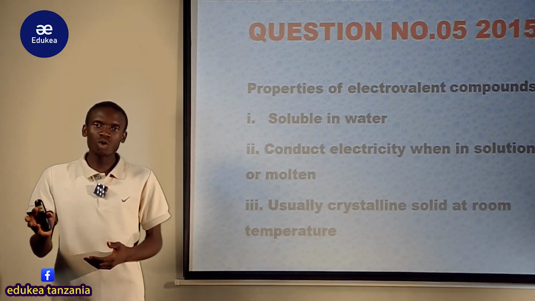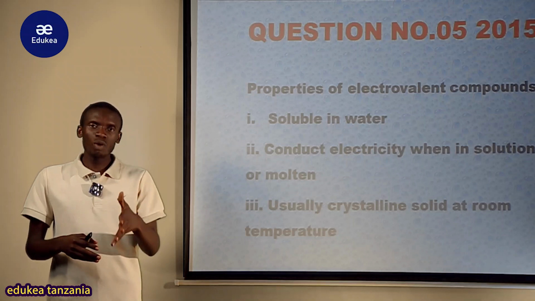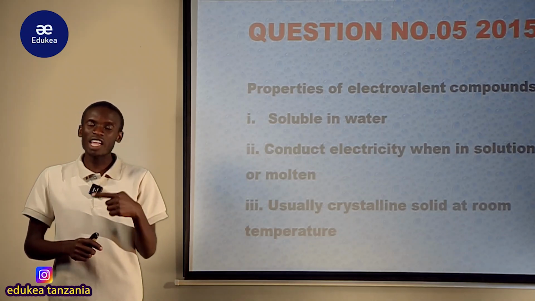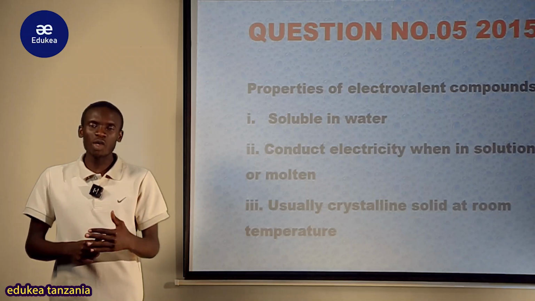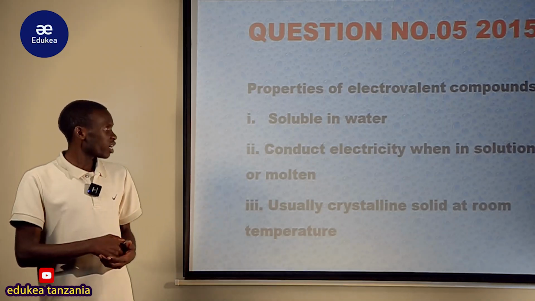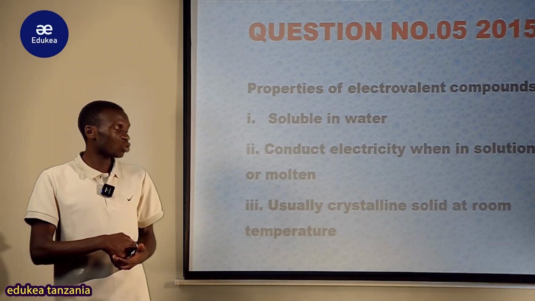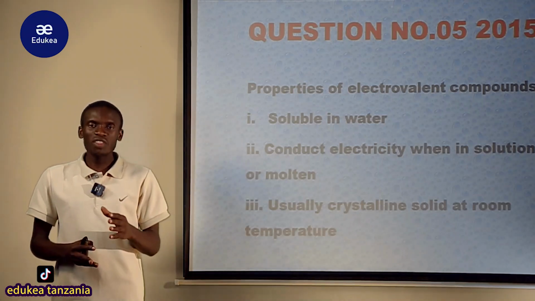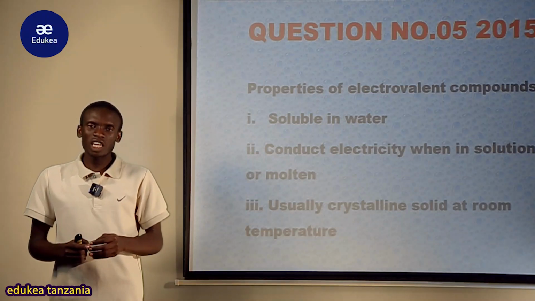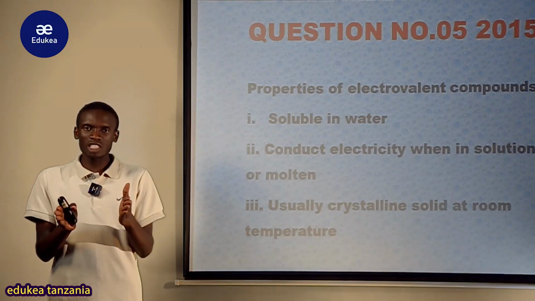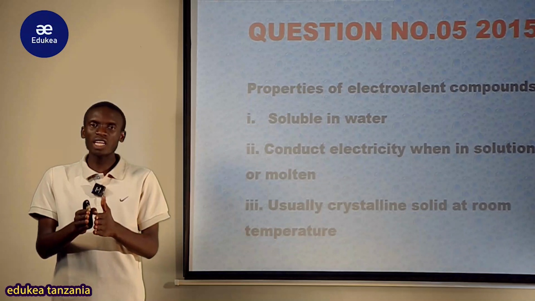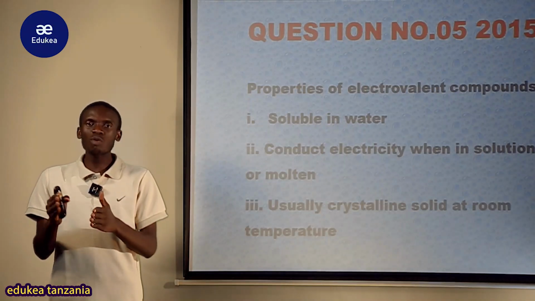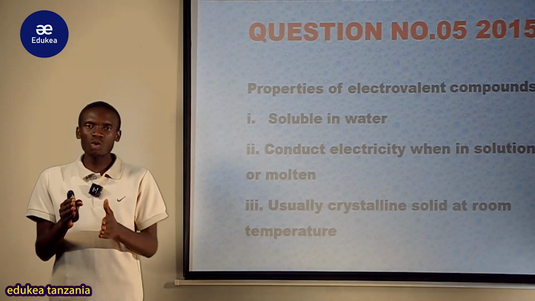Example, if we check sodium chloride, ni chumvi. Chumvi ile pale ukiweka kwenye maji inadissolve. So this is among the electrovalent compound or ionic compound. And we say that they conduct electricity when in solution or molten state. They conduct electricity if they are in molten state, it means that the ions tend to split, ina dissociate, ina form ions. Kwa mfano sodium chloride ina form sodium ions pamoja na chlorine ions.